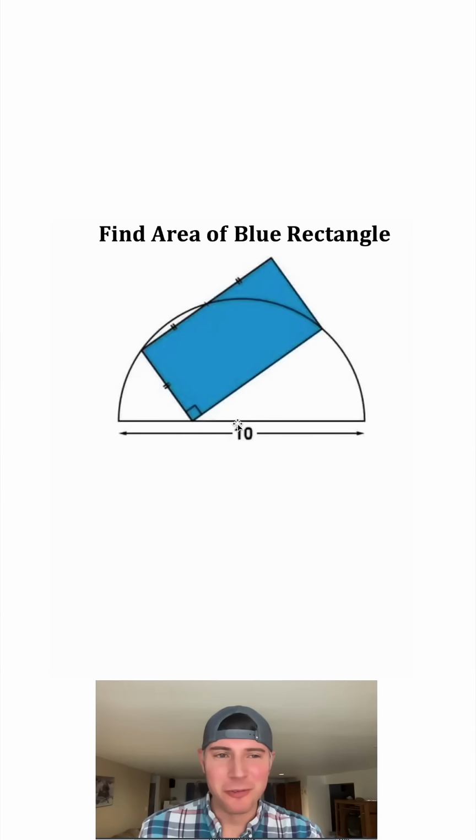Hey guys, this looks like a fun one. It says find the area of the blue rectangle. And the rectangle is twice as wide as it is tall. And it hits the semicircle in these various places. If you guys want to try this on your own, pause it right now, because I'm going to solve it in 3, 2, 1.